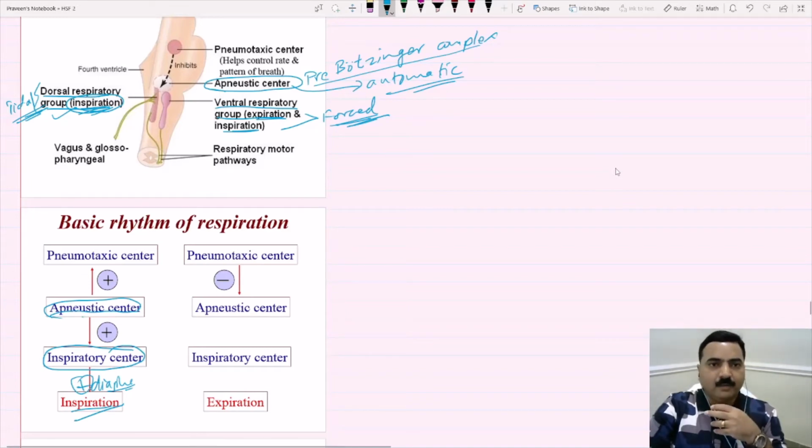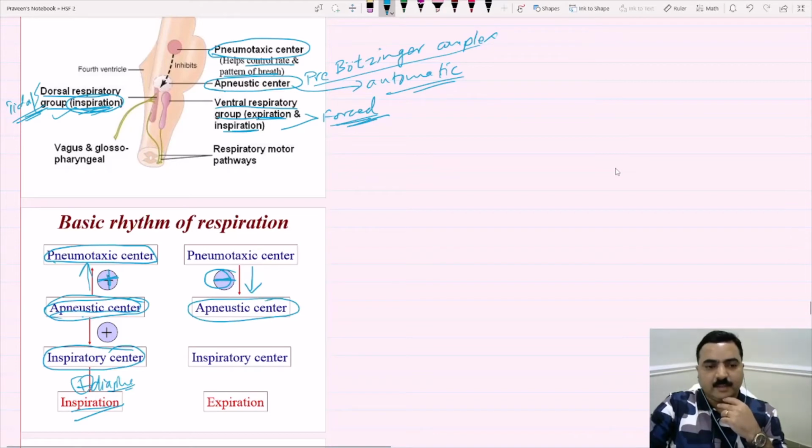Above the apneustic center you have the pneumotaxic center, which controls the rate and pattern of the breath. Whenever the apneustic center is getting stimulated, it sends stimulatory impulses to the pneumotaxic center. In return, what does the pneumotaxic center do? In return, it stimulates in this direction, but in the other direction it sends inhibition. It inhibits the apneustic center.